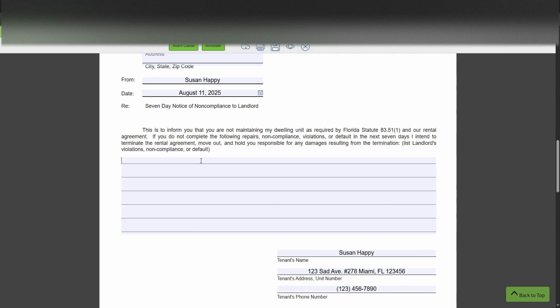Maybe there's some major appliances that broke and the landlord's neglecting repairing them or doesn't want to repair them, such as maybe the refrigerator, the range or oven, some of those major appliances that may be in the rental agreement that the landlord's responsible for.